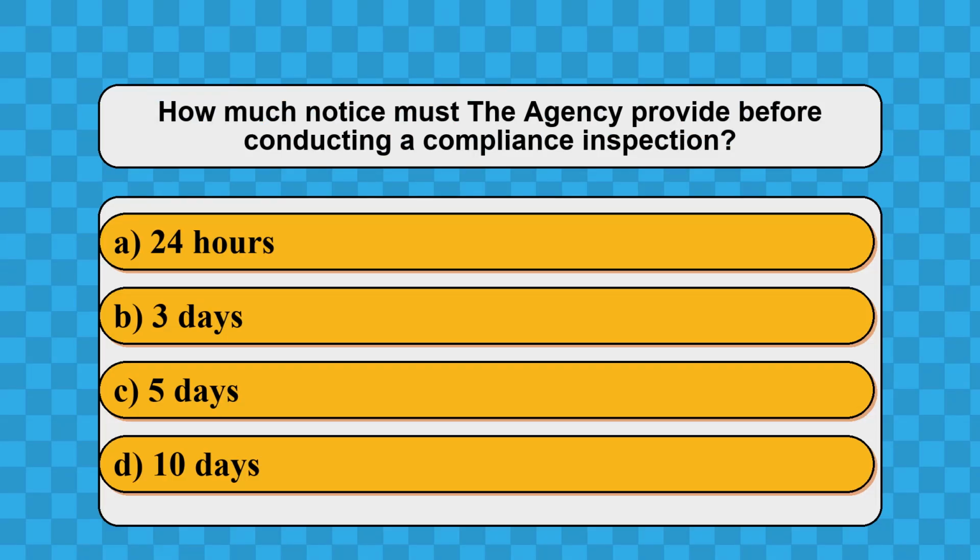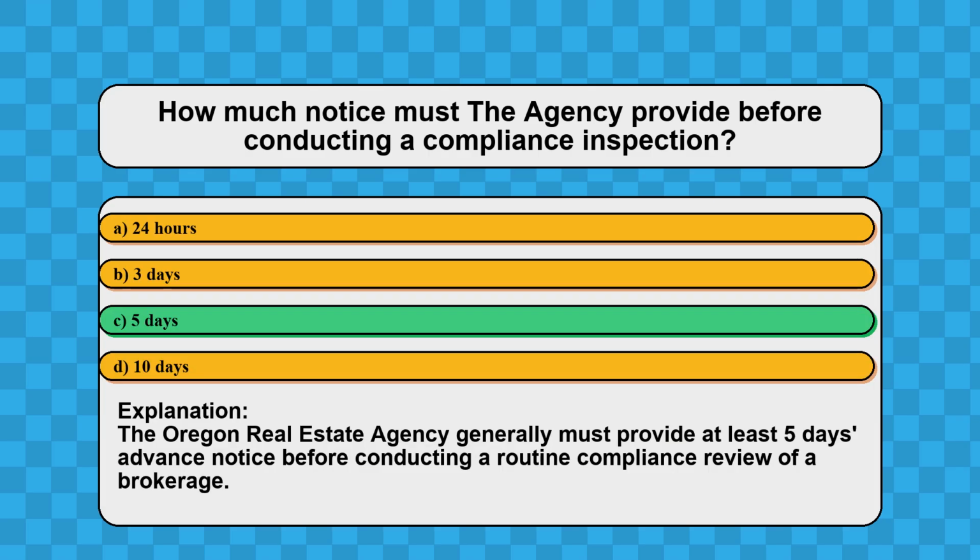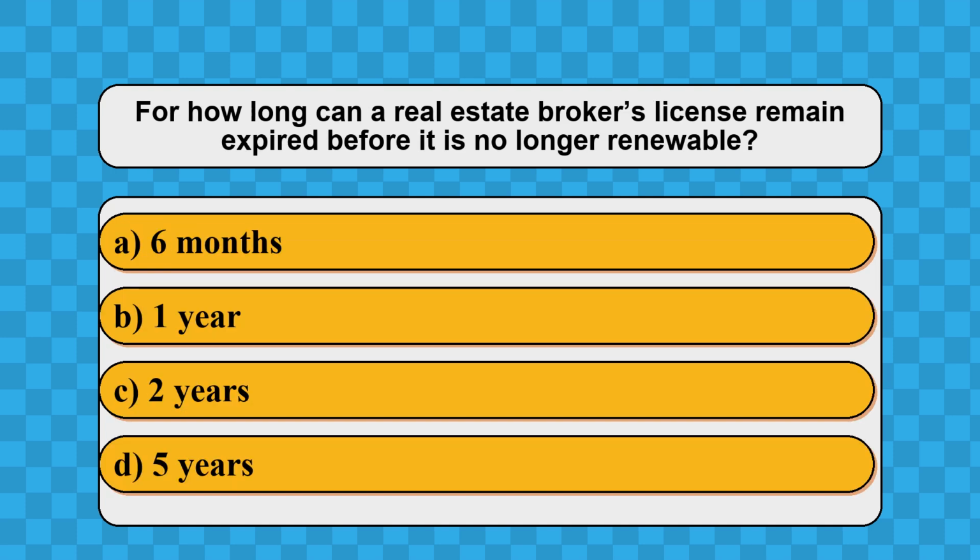Question 1. How much notice must the agency provide before conducting a compliance inspection? Option A, 24 hours. Option B, 3 days. Option C, 5 days. Option D, 10 days. The correct answer is option C, 5 days. The Oregon Real Estate Agency generally must provide at least 5 days advance notice before conducting a routine compliance review of a brokerage.